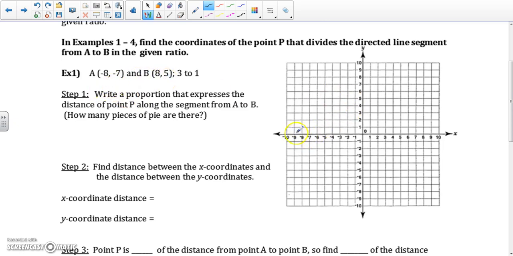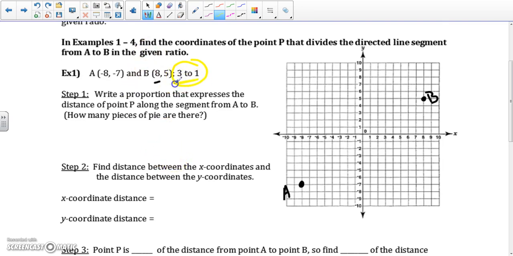So first of all, let's plot our points. A is at (-8, -7) and B is at (8, 5). We're going to do exactly what we did in that last question. We're basically just going to do it once for the x coordinates and once for the y coordinates. So first of all, here's the trick. 3-to-1 ratio. How many pieces of pie are there? Remember our ratio questions. 3 parts to 1 part. That was like the dinner bill. Each couple pays 2/5. We divided into a 2-to-3 ratio.